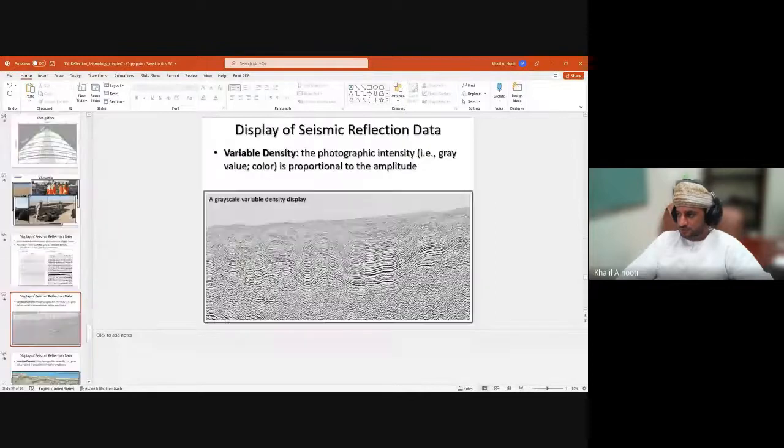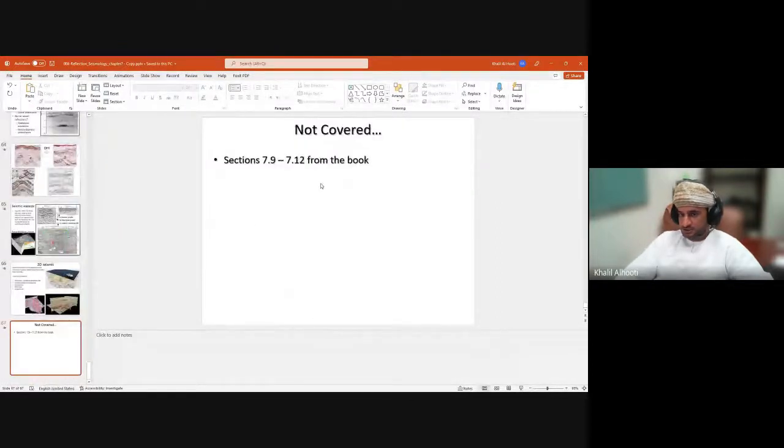So if you go to the end of this slide, what generates diffractions? We'll come back to you. This is the reading part. Here you need to read. There is a section about seismic sequence stratigraphy. This is not covered in this book because it's a bit advanced.